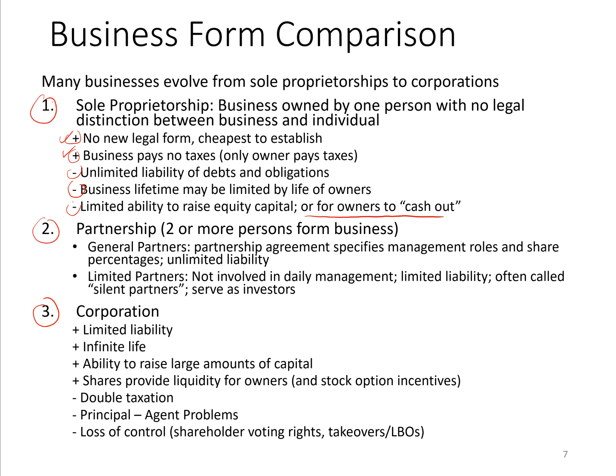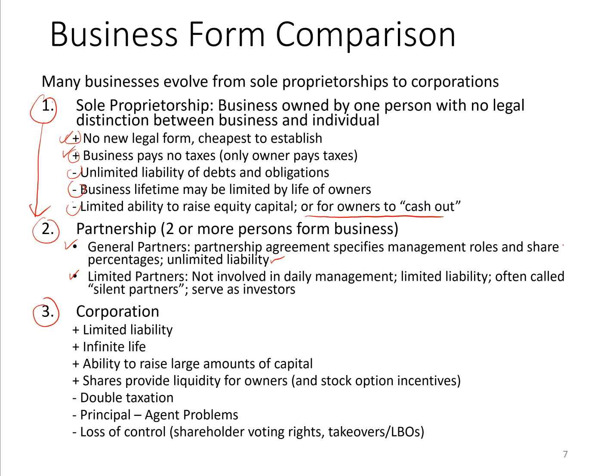So many organizations will evolve into a partnership. A partnership is kind of a hybrid between a corporation and a sole proprietorship. You can have general partners within this partnership. General partner agreements will specify what roles and percentages, and you can have unlimited liability for certain partners. And these are your general partners, and you can also have limited partners that are not involved in daily management. They have limited liability and are sometimes called silent partners.